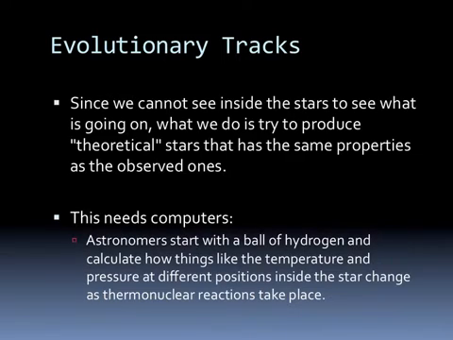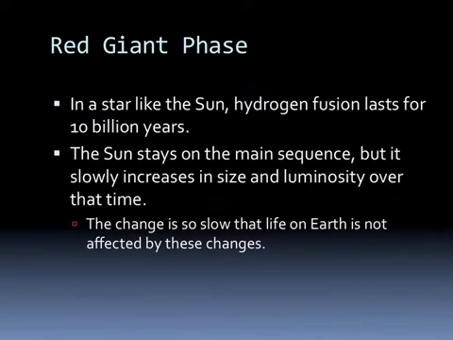Astronomers start with a ball of hydrogen and calculate how things like temperature and pressure at different positions inside a star change as thermonuclear reactions take place. In a star like the Sun, hydrogen fusion lasts for 10 billion years. The Sun stays on the main sequence, but it slowly increases in size and luminosity over that time.